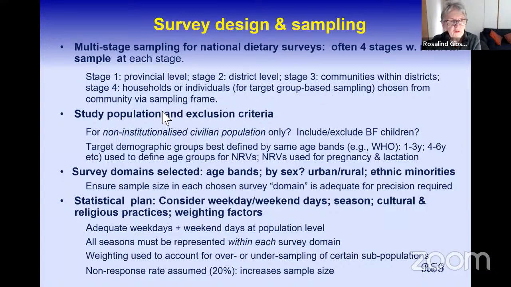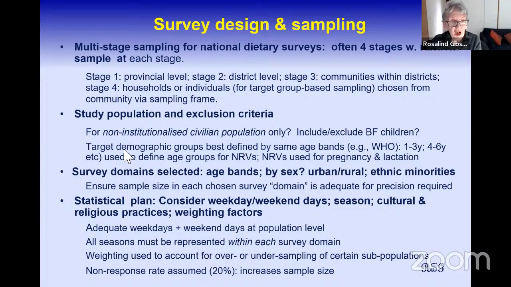The second thing we have to consider is the study population and our exclusion criteria. Are we only going to consider non-institutionalized civilians? That means we won't include the elderly that might be living in care homes, for example, or prisoners. Are we going to include breastfed children or not? If we decide to include breastfed children, we have to make the decision of how we're going to assess breast milk intake.